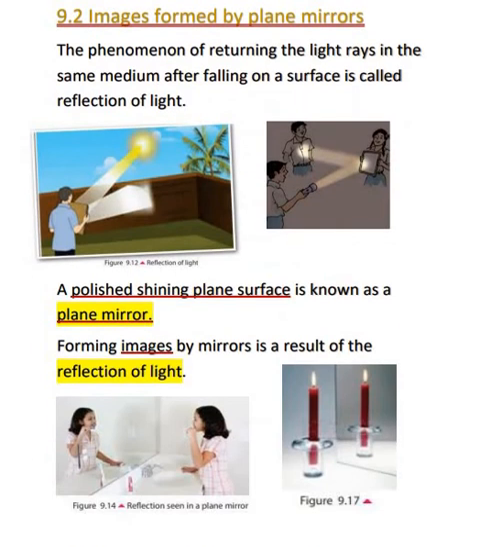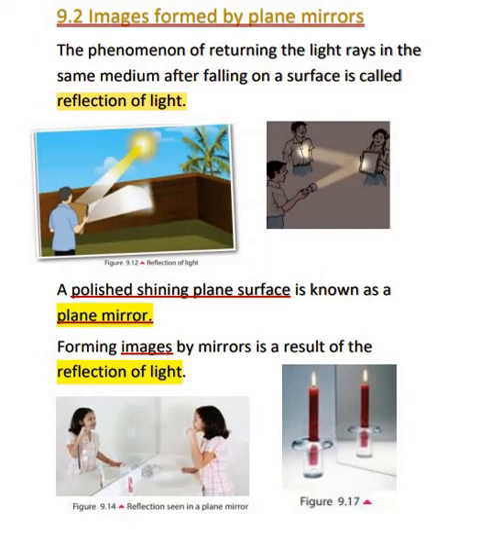So in today's video, I will be explaining to you guys the second part of the ninth unit, light. So now let us begin with the lesson. Under this topic, we will be discussing the images formed by plane mirrors. Now we must understand a particular concept here. That concept is none other than the reflection of light.